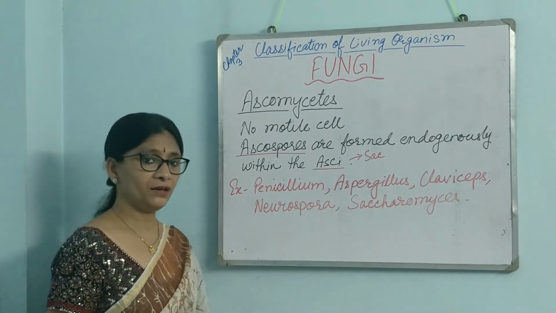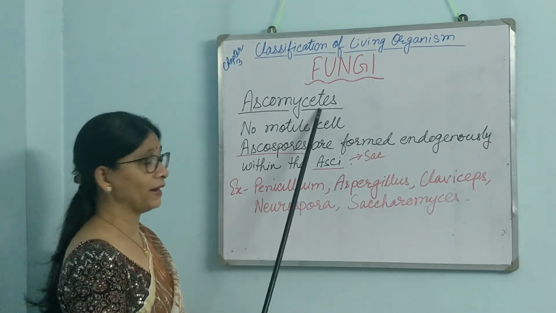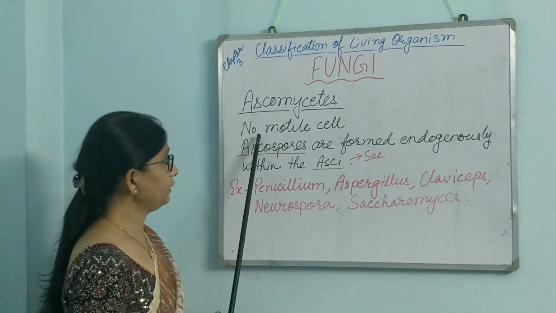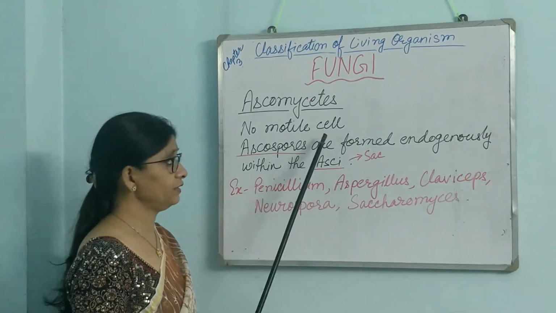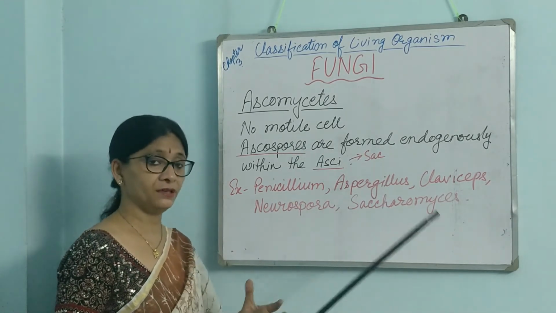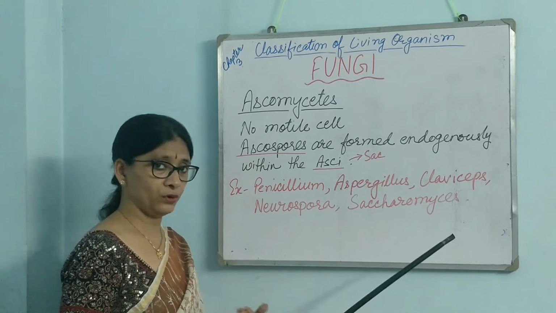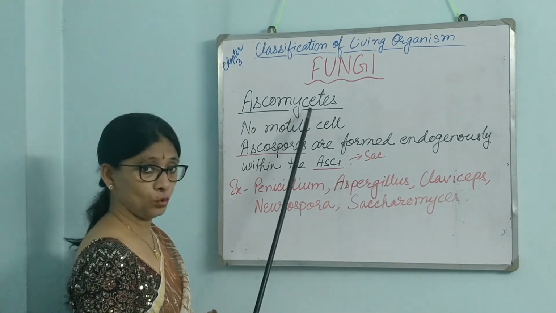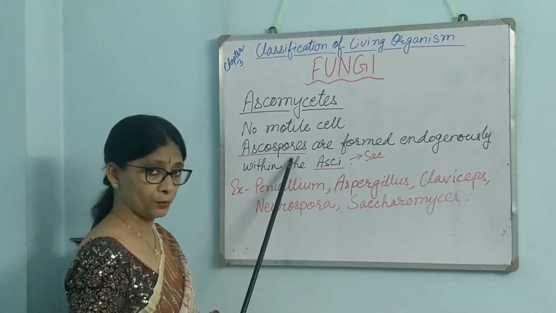In fungal classification, our next group is Ascomycetes, which is known as sac fungi. It also has no motile cell. We have seen in quite a number of groups they don't have any motile cell. Motile cell as in they can move on their own. Fungus they don't have. And this group has ascospore.